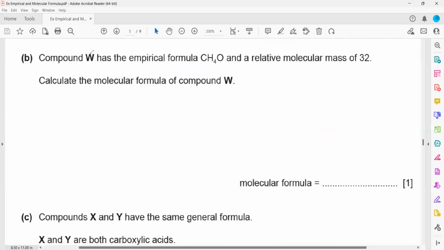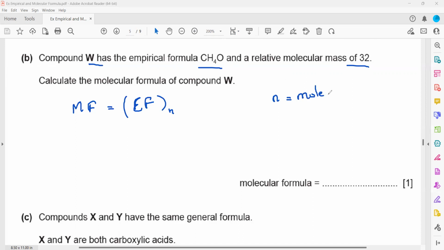Then compound W has an empirical formula of CH4O, and the relative molecular mass is 32. What is the molecular formula? If you want to work out the molecular formula, it is empirical formula multiplied by n. And what is n? n is the molecular mass divided by empirical mass. Molecular mass is 32. How to work out the empirical mass?